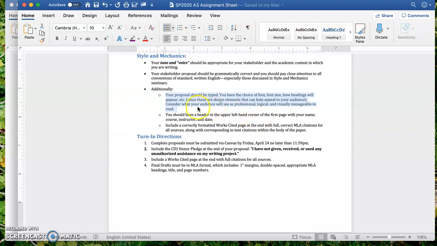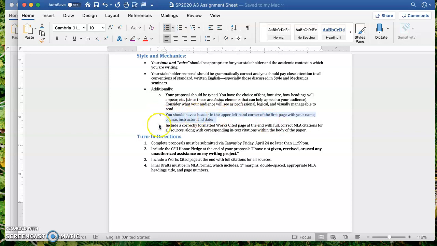So think about what your audience will consider professional, persuasive. What is going to be the best kind of font size, design elements? What do you want to bold? What do you want to underline? Those are things you'll want to consider in terms of what is going to be the most effective for your audience.